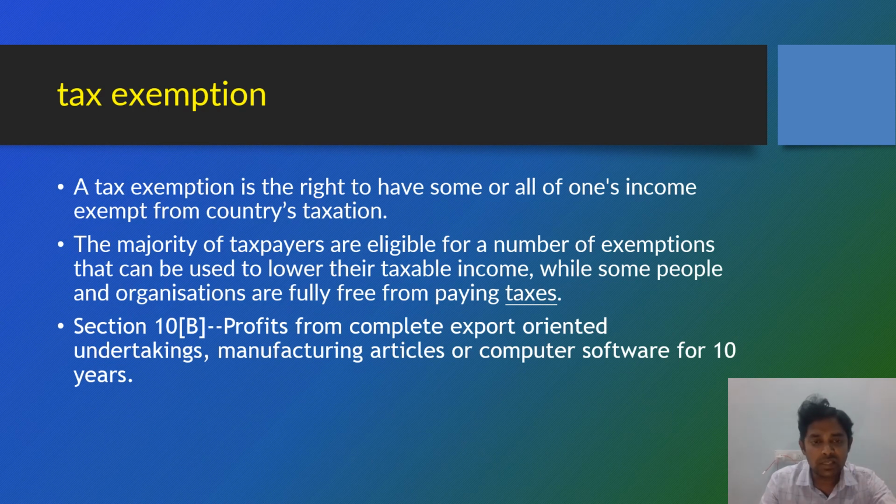Tax exemption. A tax exemption is the right to have some or all of one's income exempt from a country's taxation. The majority of taxpayers are eligible for a number of exemptions that can be used to lower their taxable income, while some people and organizations are fully free from paying taxes. Section 10B gives exemption on the profits from completely export-oriented undertakings manufacturing articles or computer software for 10 years. The exemption in these areas is for 10 years.